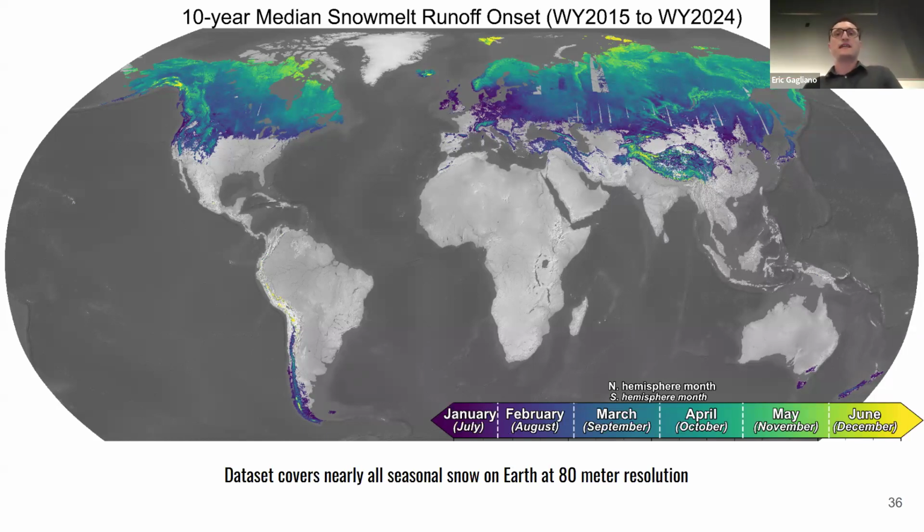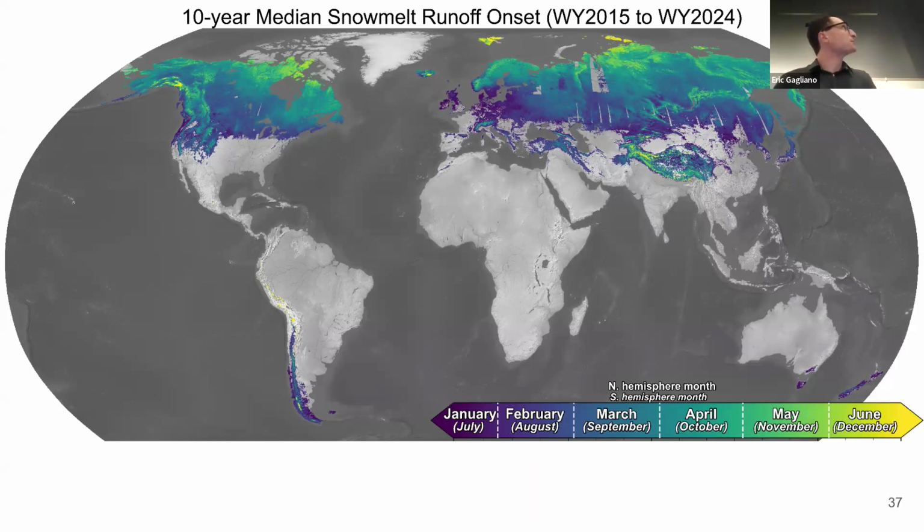So you'll notice that since the northern and southern hemisphere experience opposite seasons, the color bar has the southern hemisphere color bar on the bottom. But in the northern hemisphere, at least, you can see progression of early melt at lower latitudes and elevations in January and February, to later melt at higher latitudes and elevations in May and June. And in the southern hemisphere, you see that reversed.